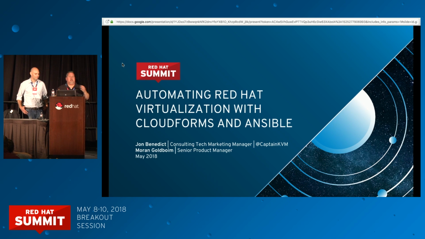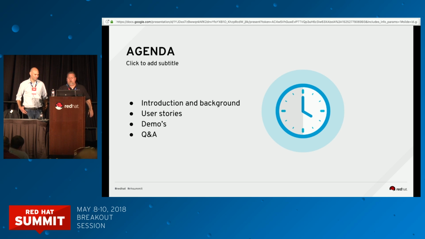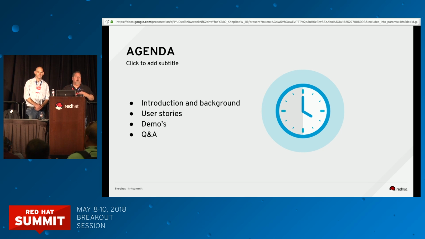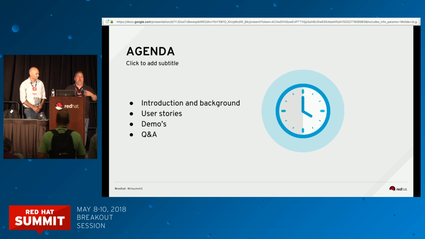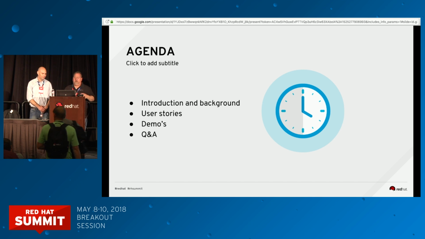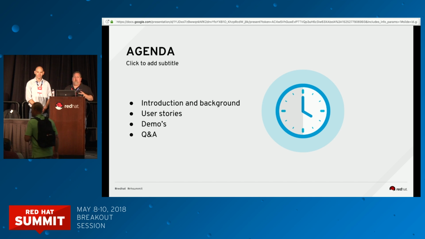So today we're going to talk to you about how to automate Red Hat Virtualization with CloudForms and Ansible. We're going to provide you with a little bit of introduction and background because while we want to make sure that the core of the presentation is around some demos that we have prepared for you, we want to make sure that we have the proper background for those demos. And we'll leave some time for Q&A. I think the 45 minutes is going to go by fairly quickly.